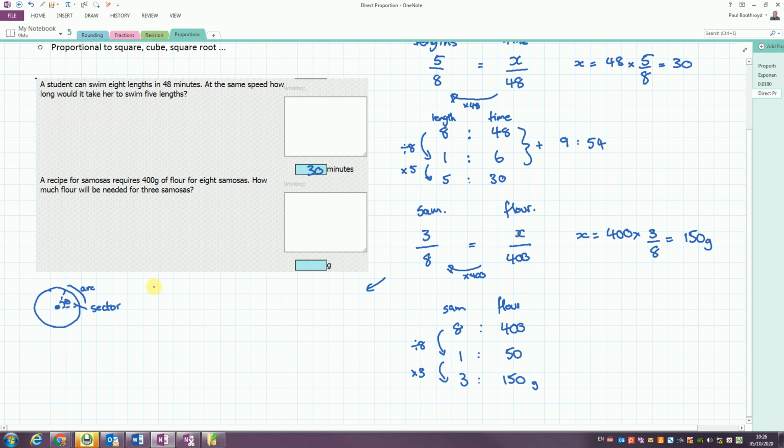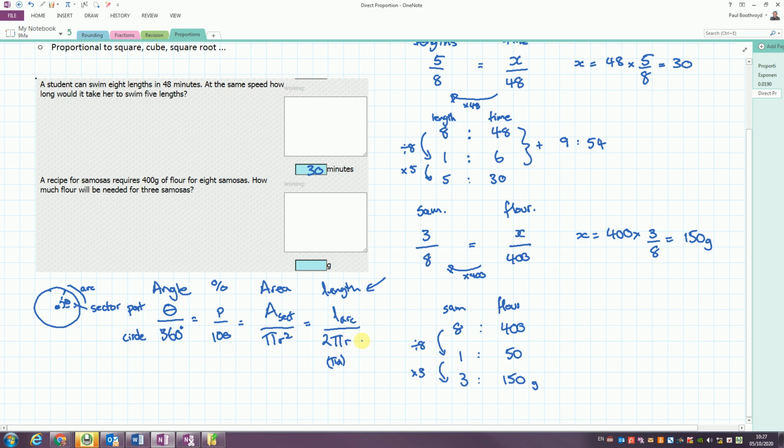So the angle, first of all, the fraction of a circle is the angle, I'm going to call it theta, on top, and the full circle on the bottom. So the full circle is 360 degrees. That is equal to the percentage of a pie chart, P over 100, which is also equal to the area of the sector. So this is area of a sector, over the area of a full circle, pi r squared, which is also equal to the length of the arc, over the circumference of the circle, which is 2 pi r, or pi d, as some of you all know. I tend to stick to using 2 pi r, but it doesn't matter.